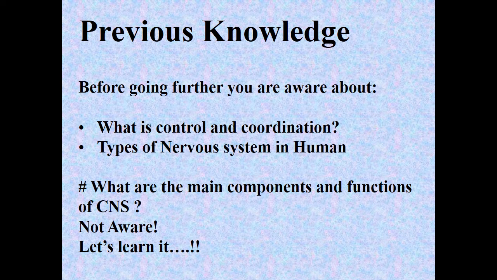Before starting this topic, you must be aware of what control and coordination is and the types of nervous system present in human beings. As we know, there are three main types of nervous systems: the central nervous system, peripheral nervous system, and autonomic nervous system. So we'll begin our study with the central nervous system.